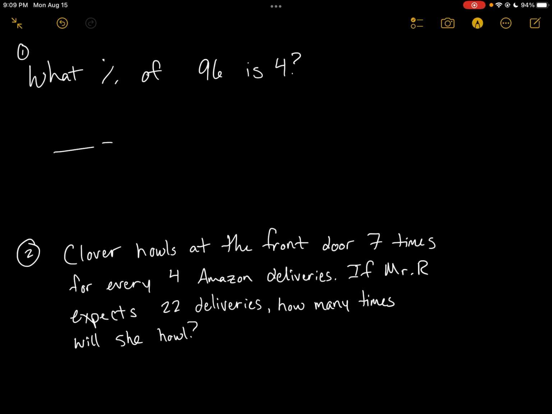So just a quick reminder for percents, whenever we see those, we're automatically going to know that our formula is part over whole equals percent over 100. In the setup that we have here, we're trying to find what is the percent. We don't know what our percent is, so it's x over 100. And what percent of 96 is 4? So our part is 4 and our whole is 96.